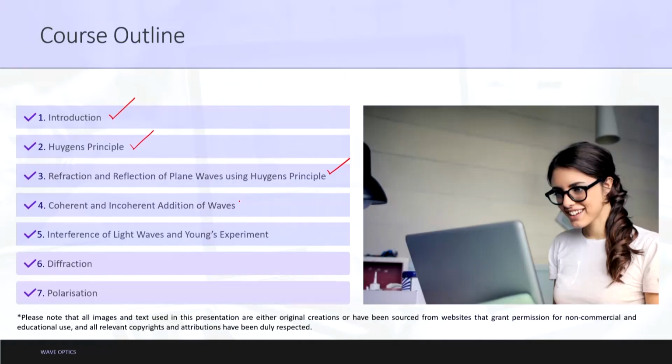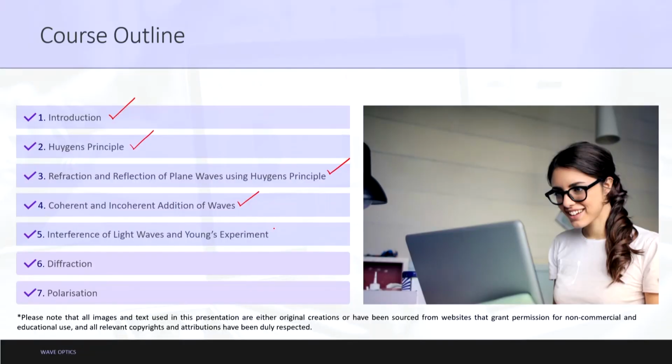After this, the third point, we understood the concept of coherent and incoherent addition of waves. Coherent means intensity is maximum, incoherent means intensity is minimum. So coherent is a bright fringe, and incoherent is nothing but a dark fringe, or the intensity is 0.